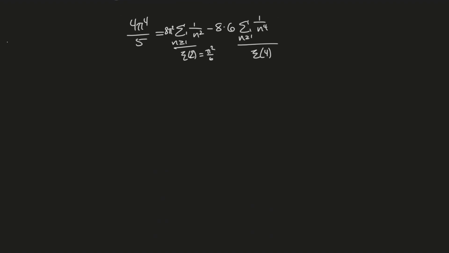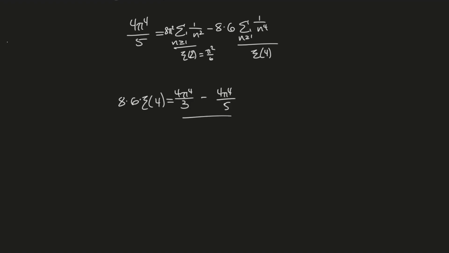So now it's just a matter of isolating our zeta of 4. I'm going to do so by subtracting this quantity on both sides. So we're going to get 8 times 6, this is 48, times zeta of 4. And I'm actually going to leave it at 8 times 6 for now, and you'll see why later. And that would be 8 pi squared times this quantity, which would be pi to the 4th on top, 4 here, and a 3 here, minus 4 pi to the 4th over 5.